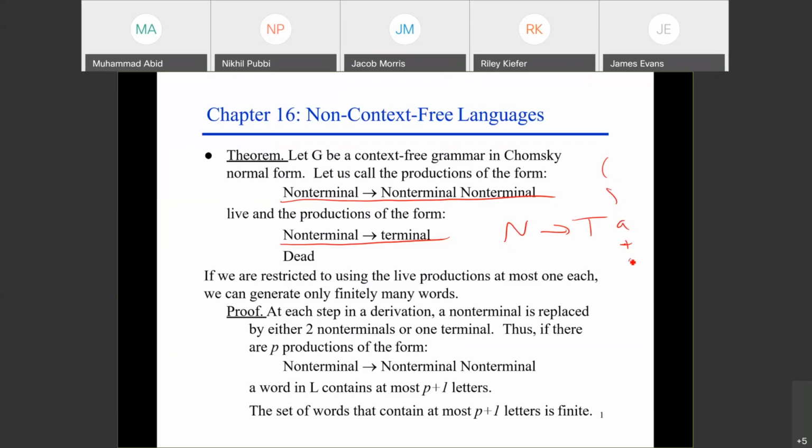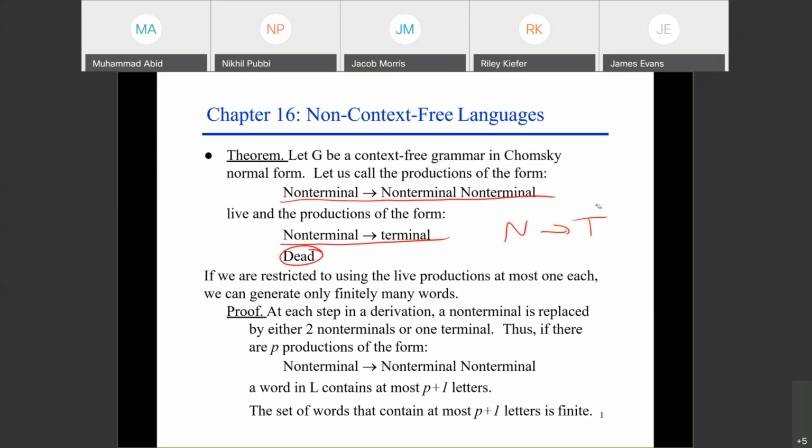This is the final thing you have in your word. Because it cannot be replaced, that will be the final thing. So we refer to that production rule as a dead production rule: once you have a terminal, it cannot be replaced. So this is a dead production rule.